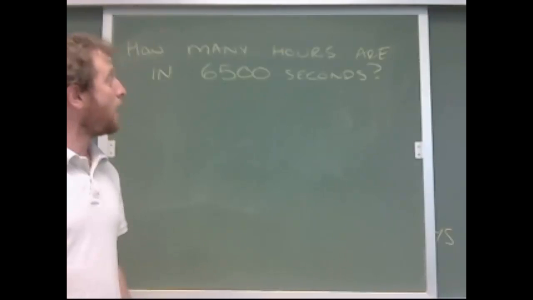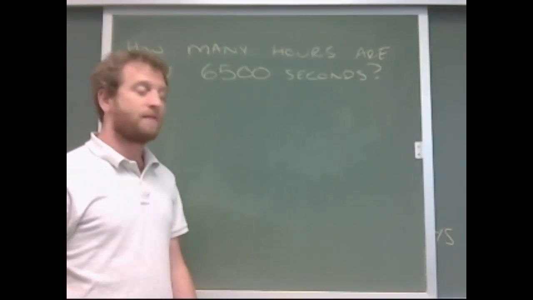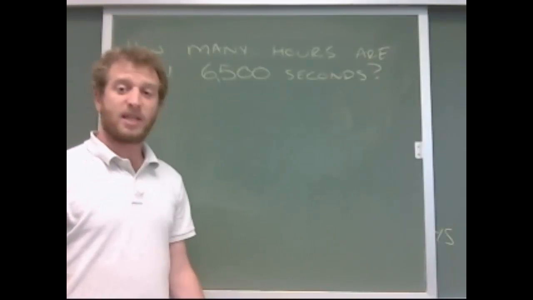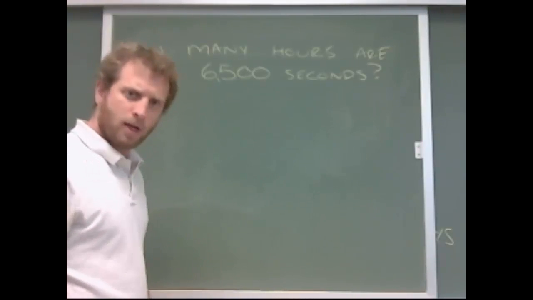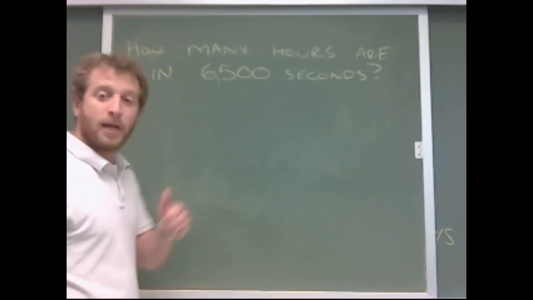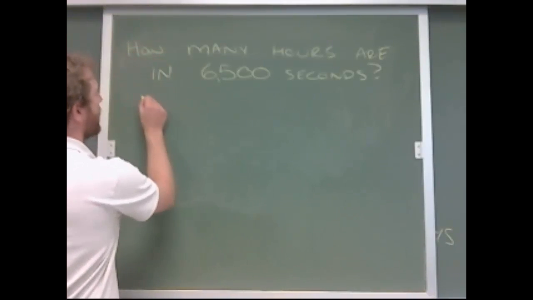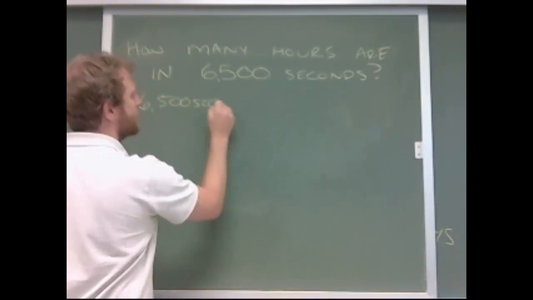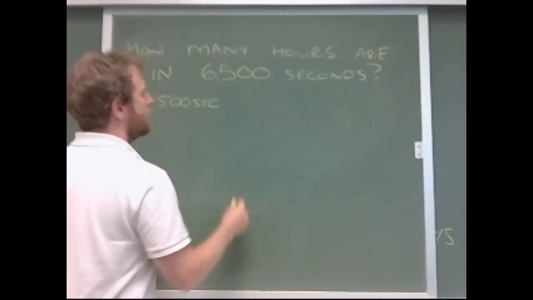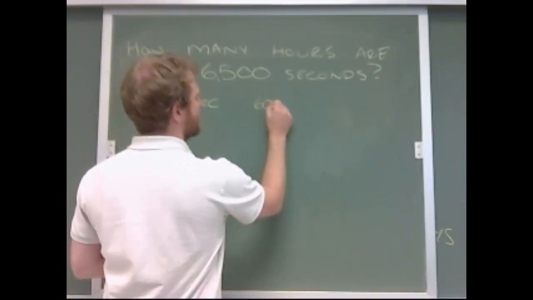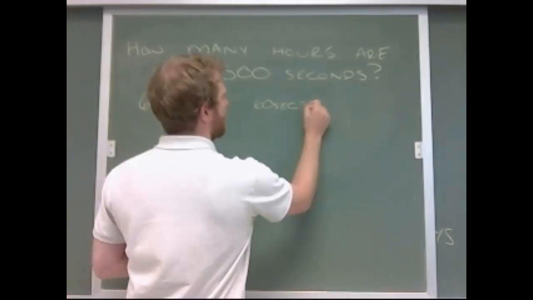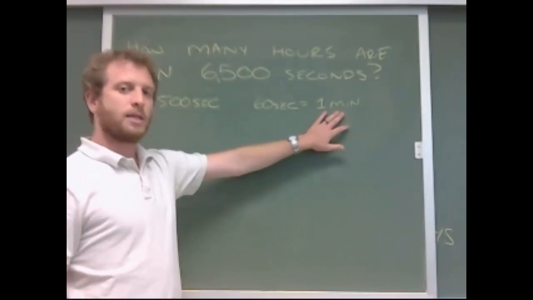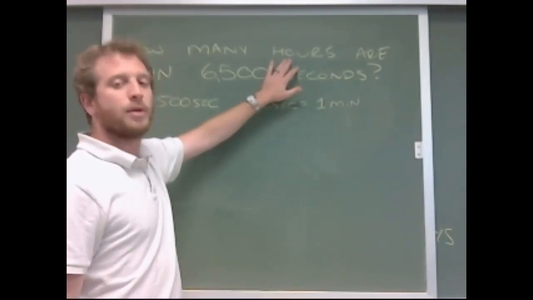Okay, how many hours are in 6,500 seconds? Should have a comma there. Okay, so how many hours are in 6,500 seconds? This one's going to be a little bit tougher. Okay, first thing, identify what I know. Okay, I know that I'm starting with 6,500 seconds. SEC is the way to abbreviate seconds. Another thing I know, in 60 seconds, there's 1 minute. Okay, but that actually doesn't get me to where I need to be. I need to get to hours.